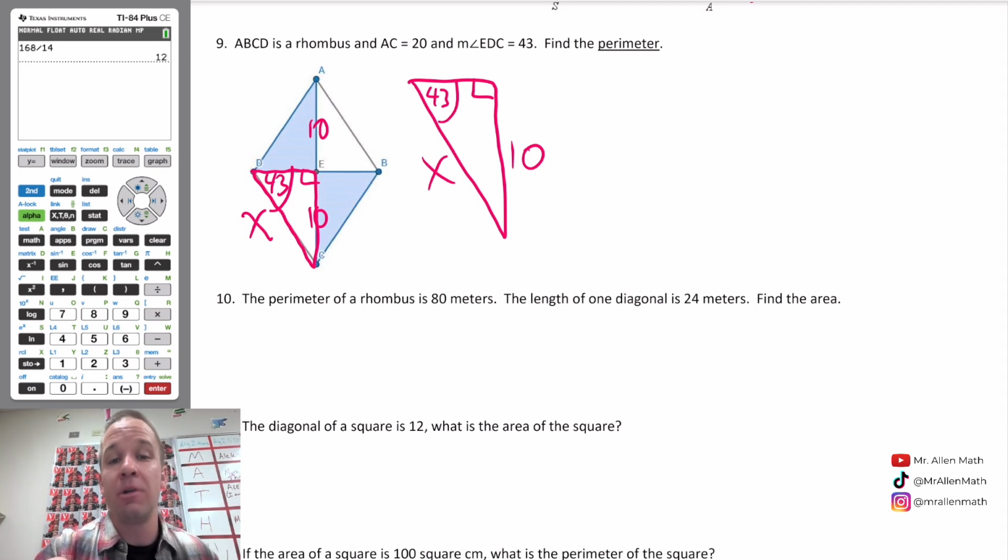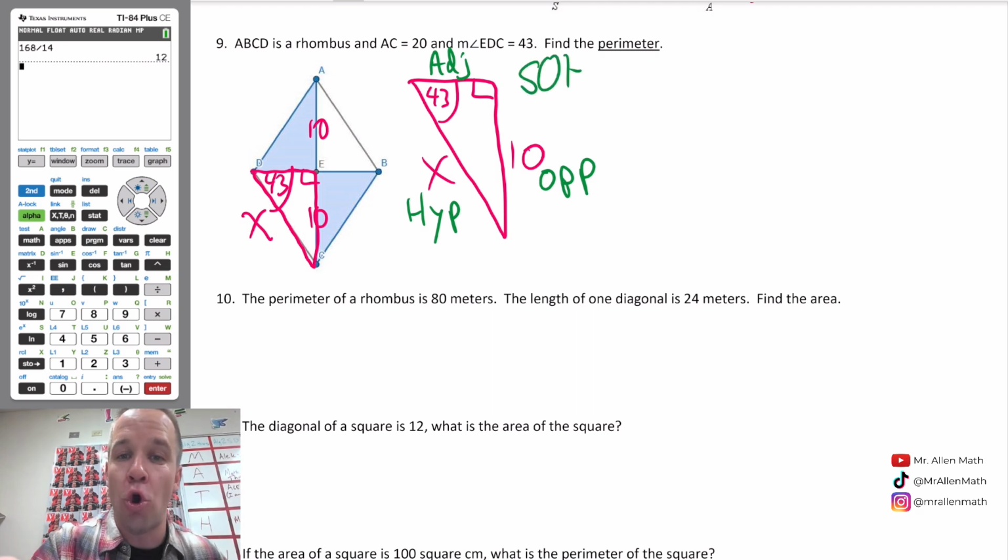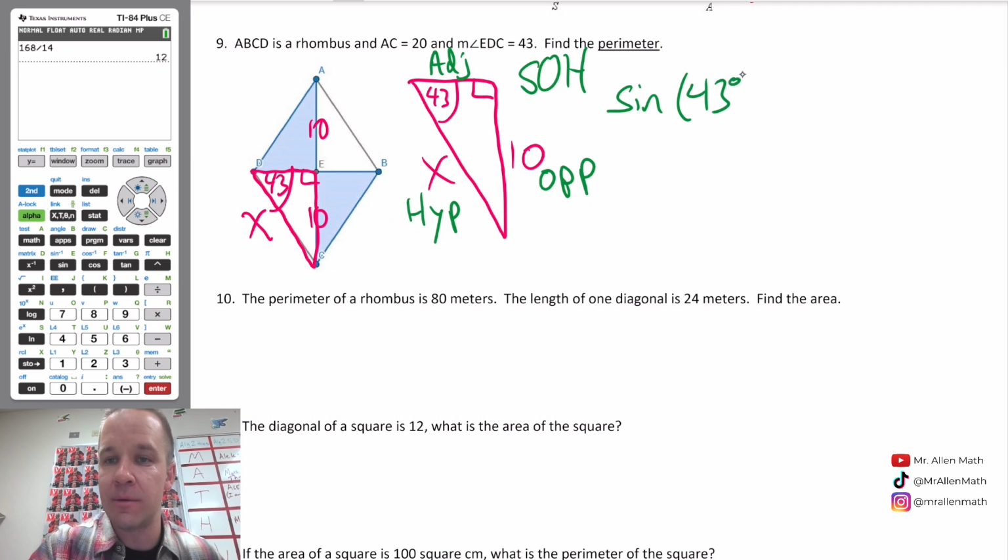SOHCAHTOA. All right, so across from that 43-degree angle there is my opposite side. Across from the right angle is always my hypotenuse. The other side would be my adjacent, but it's not really important in this particular problem. Since I have my opposite, I want my hypotenuse. Sine, the SO part of SOHCAHTOA, is what I'm going to use. So I will have sine of 43 degrees equals my opposite side, which is 10, over my hypotenuse, which is X.